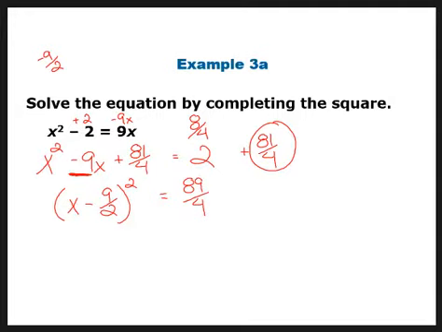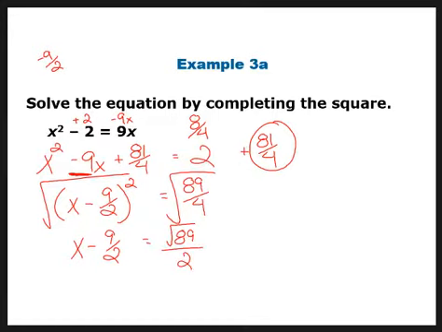Now, square root your squared terms. So that leaves me with x minus 9 over 2. On the other side, I would take the square root of the top and the bottom. Well, I can't take the square root of 89, but I can take the square root of 4. So I'd write the other side like this. Last step would be to go ahead and add 9 over 2 to the other side.